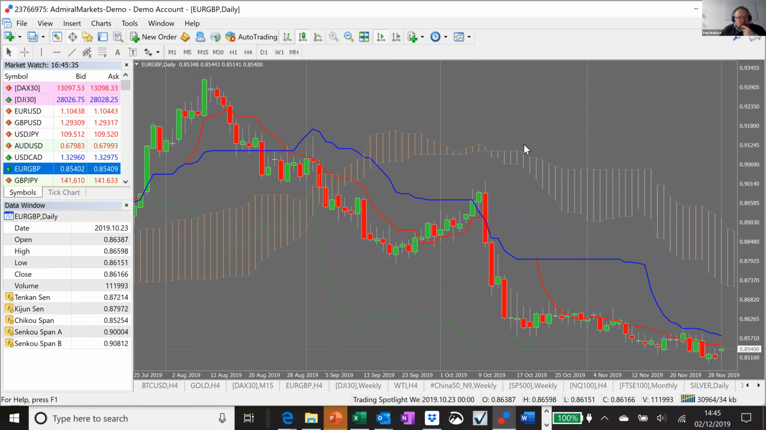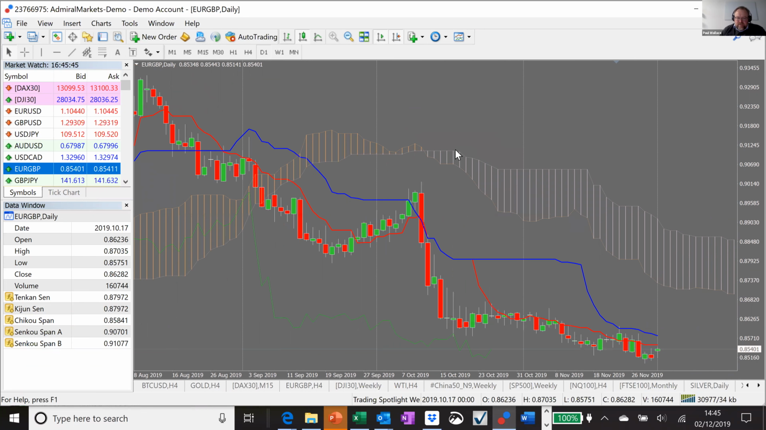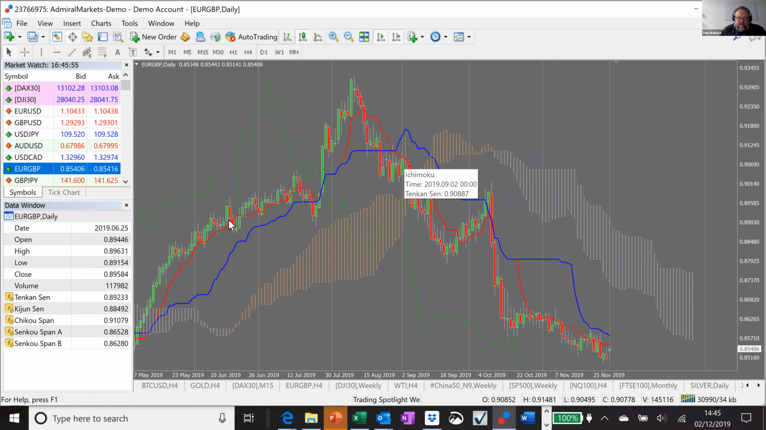What we have a look at is the Ichimoku chart. So you can see it here. This is the euro sterling daily chart, and I just wanted to show you how it's set up. As I said, we have the lagging line here, but I don't find that particularly useful myself.